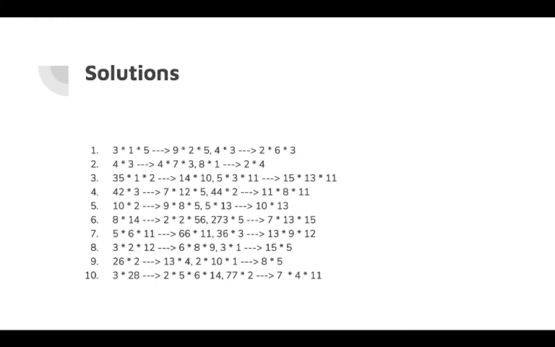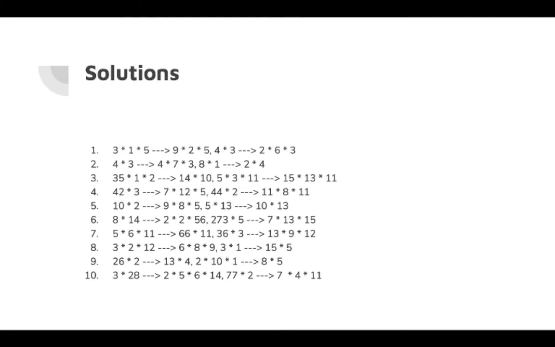The solution to the first problem is 3 times 1 times 5 goes into 9 times 2 times 5, and 4 times 3 goes into 2 times 6 times 3. Here is the answer to the second problem. 4 times 3 goes into 4 times 7 times 3, and 8 times 1 goes into 2 times 4.